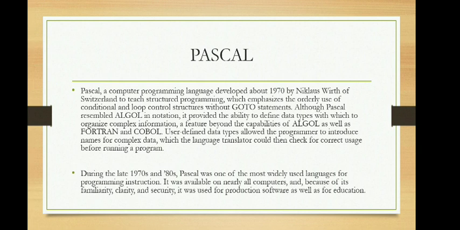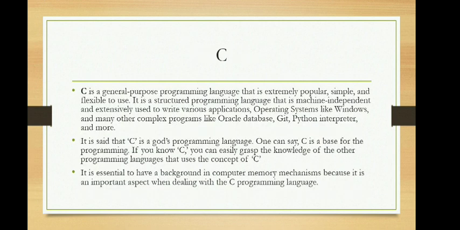It was available on nearly all computers, and because of its familiarity, clarity, and security, it was used for production software as well as for education. C. C is a general-purpose programming language that is extremely popular, simple, and flexible to use. It is a structured programming language that is machine independent and extensively used to write various applications, operating systems like Windows, and many other complex programs like Oracle Database, Git, Python interpreter, and more.